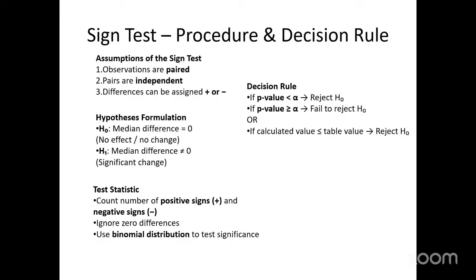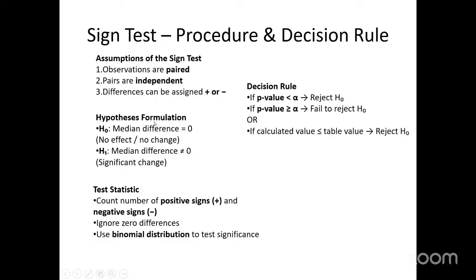Like you have the data for student 1, student 2, up to student 10. The observed pair for student 1 is independent of the observed pair for student 2. And similarly, it is independent of student 3. But the observations within the pair are not independent. They are dependent. Hope this confusion is clear, which data is independent and which is not. So the difference can be assigned plus or minus.